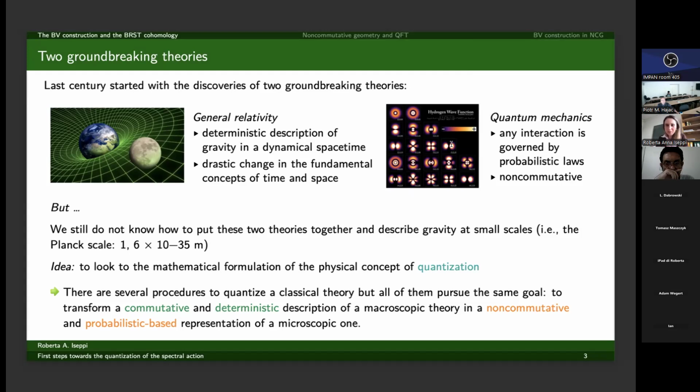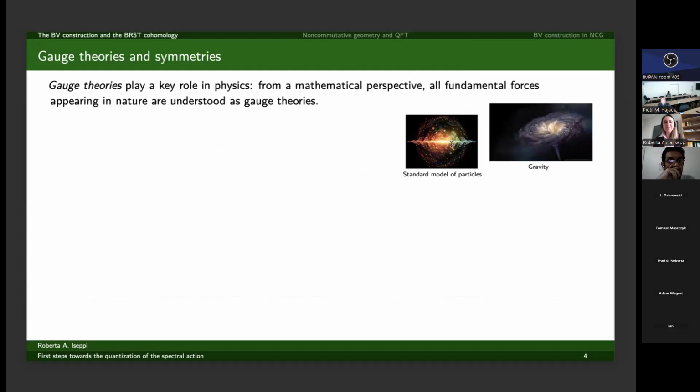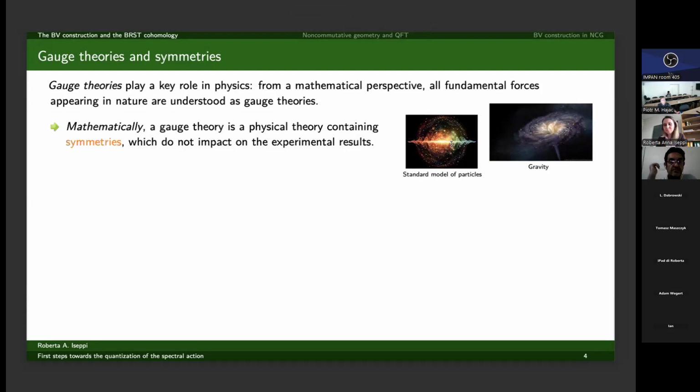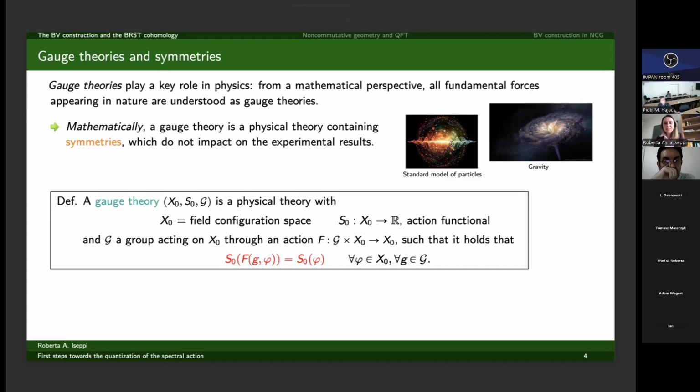Okay, having this as a background, let's put the second ingredient on the table, namely the notion of gauge theory. Gauge theories play a key role in physics, and all four fundamental forces, the gravitational force, electromagnetism, the weak and the strong interaction, can be described as gauge theories. From a mathematical perspective, just to have an idea, a gauge theory is a theory with some symmetry, a symmetry that exists from a mathematical point of view but cannot be seen through experiments. This is the definition we are going to use for the rest of the talk.